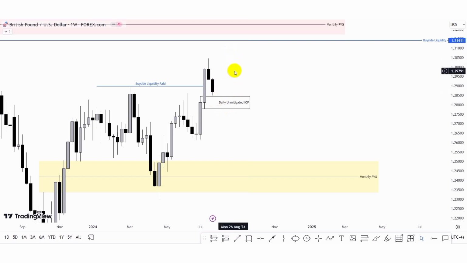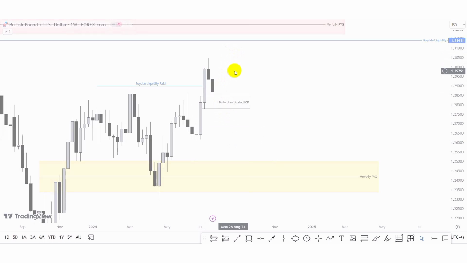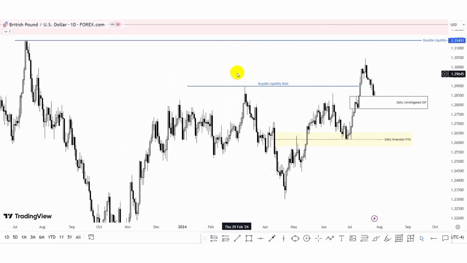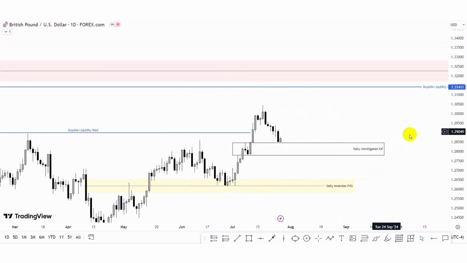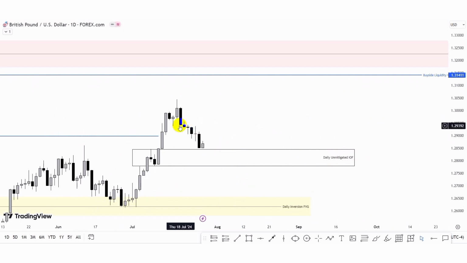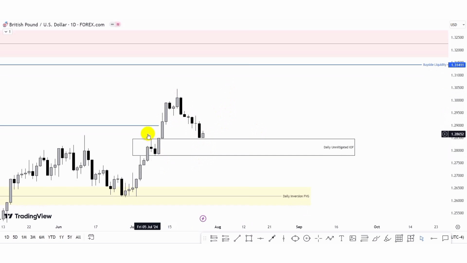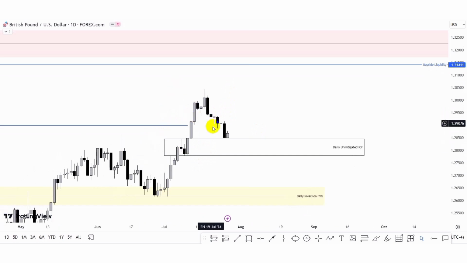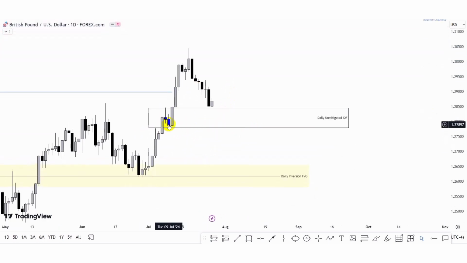So let's check out the daily time frame. So you can see here we are in the daily time frame. So you can see we have the raid of this buy side liquidity, price returning to the downside. So now you can see we have the sell move before the buy move to the upside. So we are anticipating to see price mitigate this level.